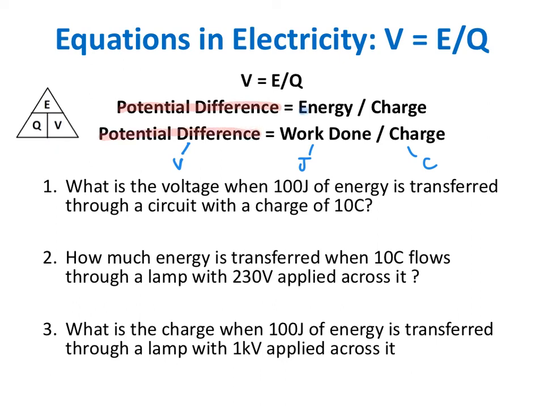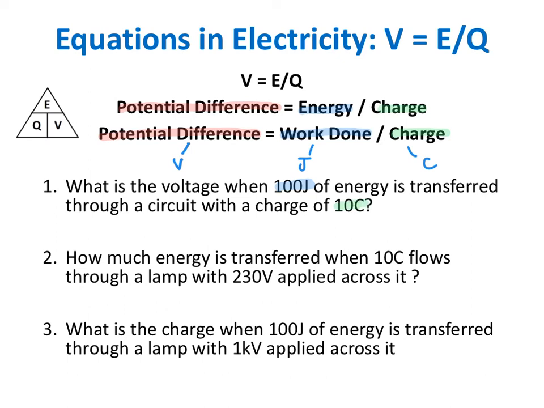Work done, I'm just going to do in blue. Or energy. And then charge, I'm just going to do in green, just to make it clearer. So if we look at the first question, we're given 100 joules, so that's obviously energy or work done. And we're given 10 coulombs, that's clearly charge.